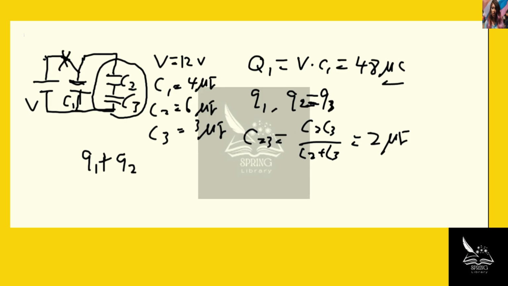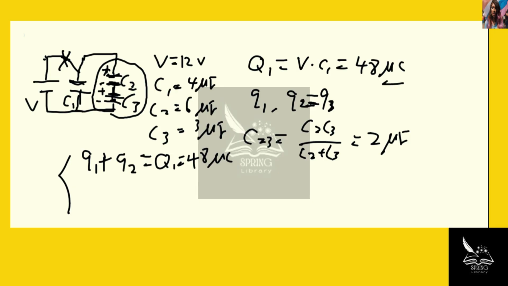That's because on this plate, suppose this is positive, this will be negative. This is positive, this will be negative. So this negative plate will be cancelled out with this positive plate, and we only consider this positive plate and this negative plate. So we have Q1 plus Q2 equal to the total charge, which is the capital Q1, or 48 microcoulombs.